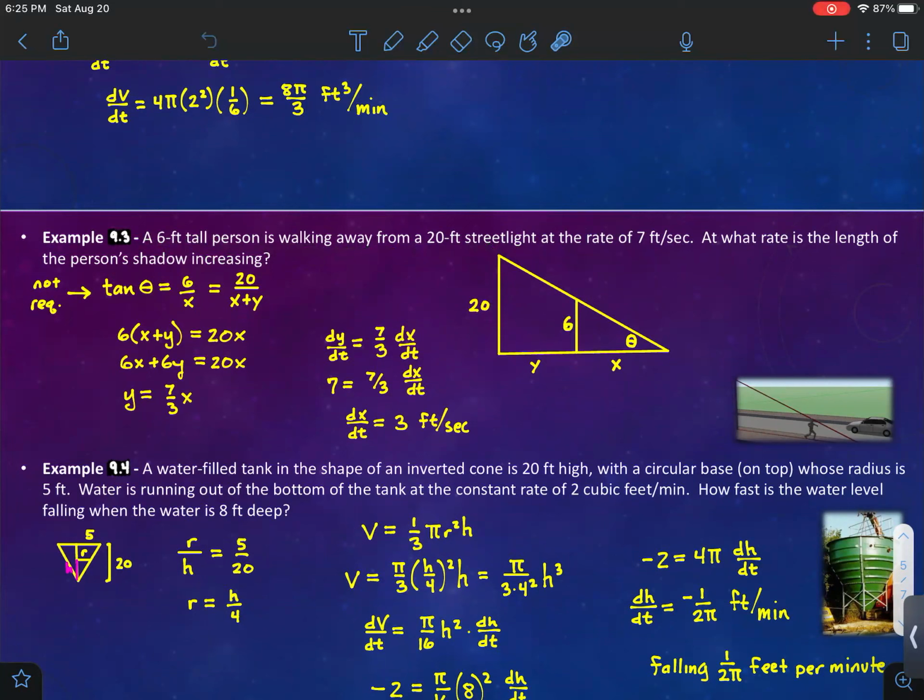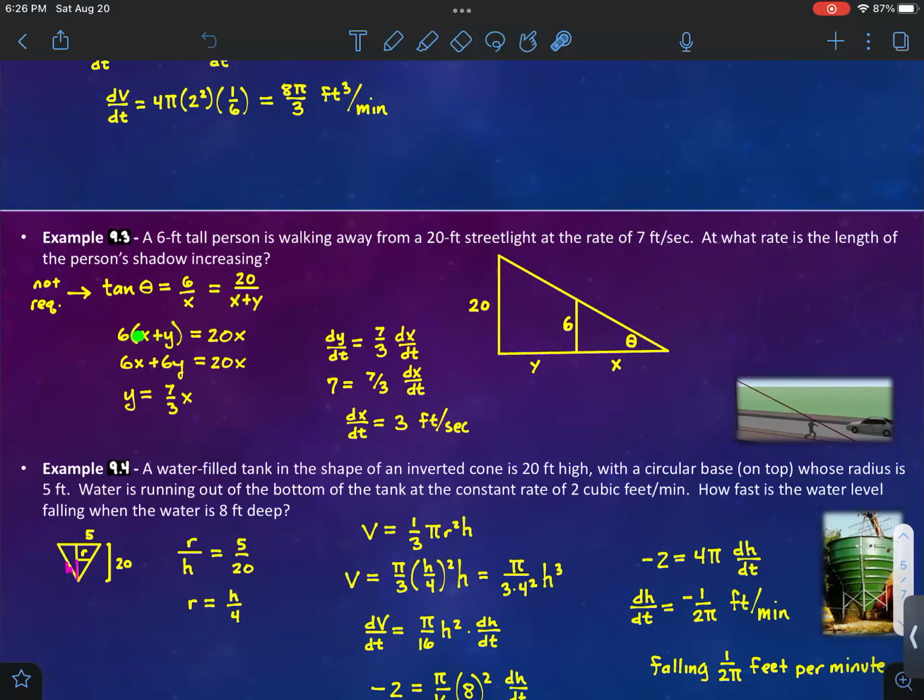We know the ratio of 6, which is constant, to this x, which is changing, is the same as the ratio of 20 to y plus x. As this person moves away from the street light, the shadow is going to change size. The distance y is going to change size, but this ratio will always hold up. And that's the equation we're going to work with and eventually differentiate. I personally don't want to differentiate it in this form. That looks yucky. I don't want to deal with quotient rule if I don't have to. I suspect we can simplify.